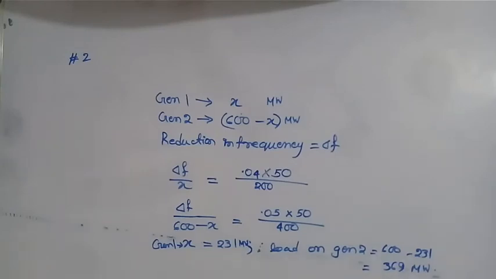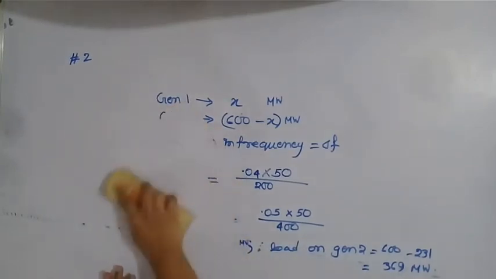Now it is observed here that due to difference in droop characteristics of governors, generator 1 is overloaded because the rated power of generator 1 is 200 megawatt. The generator 2 is underloaded. Now next question is, when the droop characteristics is 4% for both generators.